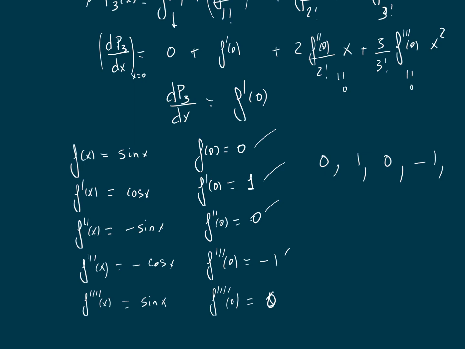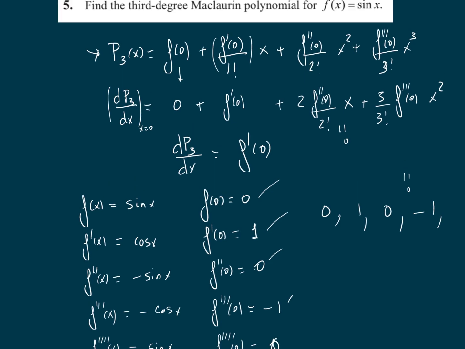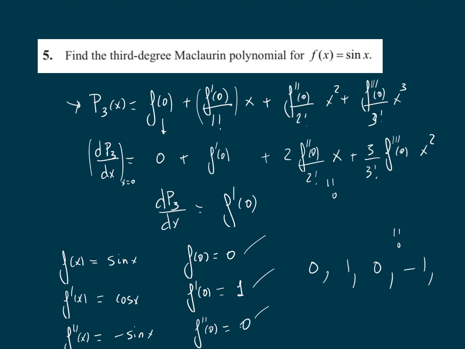Who is the Taylor polynomial? Well, I have all the information. Remember, 0, 1, 0, minus 1. Okay, so it will be f of 0, which is 0.